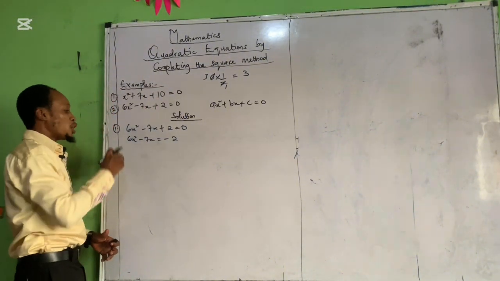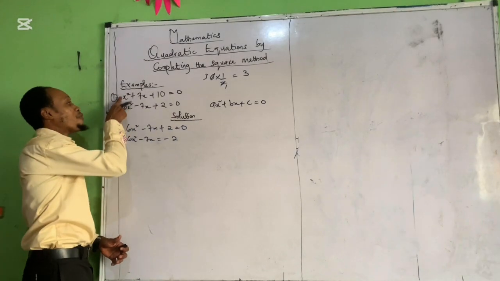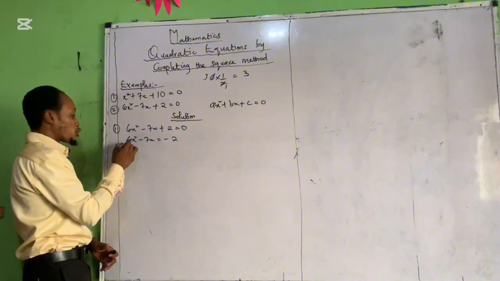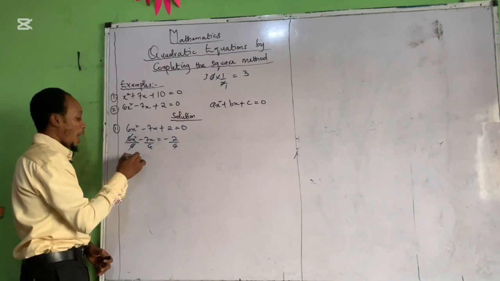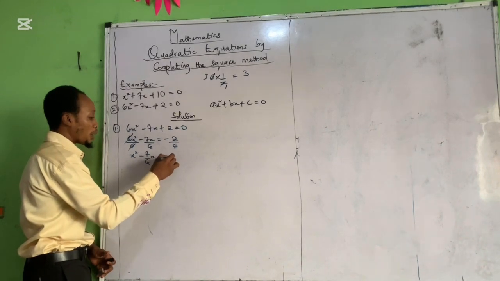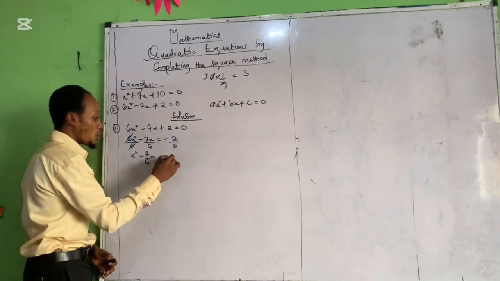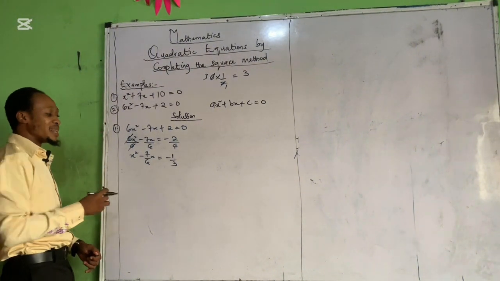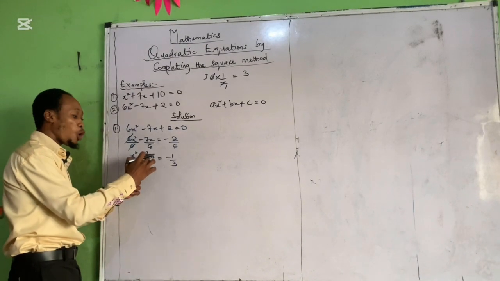Now the next thing is to divide all through by the coefficient of x squared. Remember in the first question we did not have any coefficient, that's why we did not divide. We went to the next step. So now we can divide all through by 6. So we have x squared minus 7 over 6x equals minus 2 over 6. Okay, we can break this down to be minus 1 over 3. Then the next thing is to find the half of the coefficient of x.